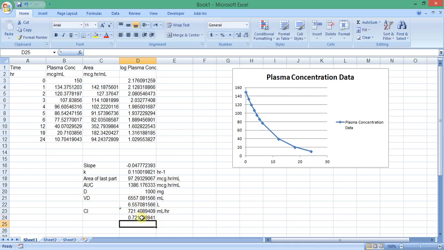If you compare this clearance value with the value we calculated in the last lecture, you will find that the two values are almost identical. The two methods provide the same values. In this lecture, we have seen how to calculate the area under plasma concentration versus time curve, and how to calculate the volume of distribution and the clearance using the new set of equations explained in the last lecture.